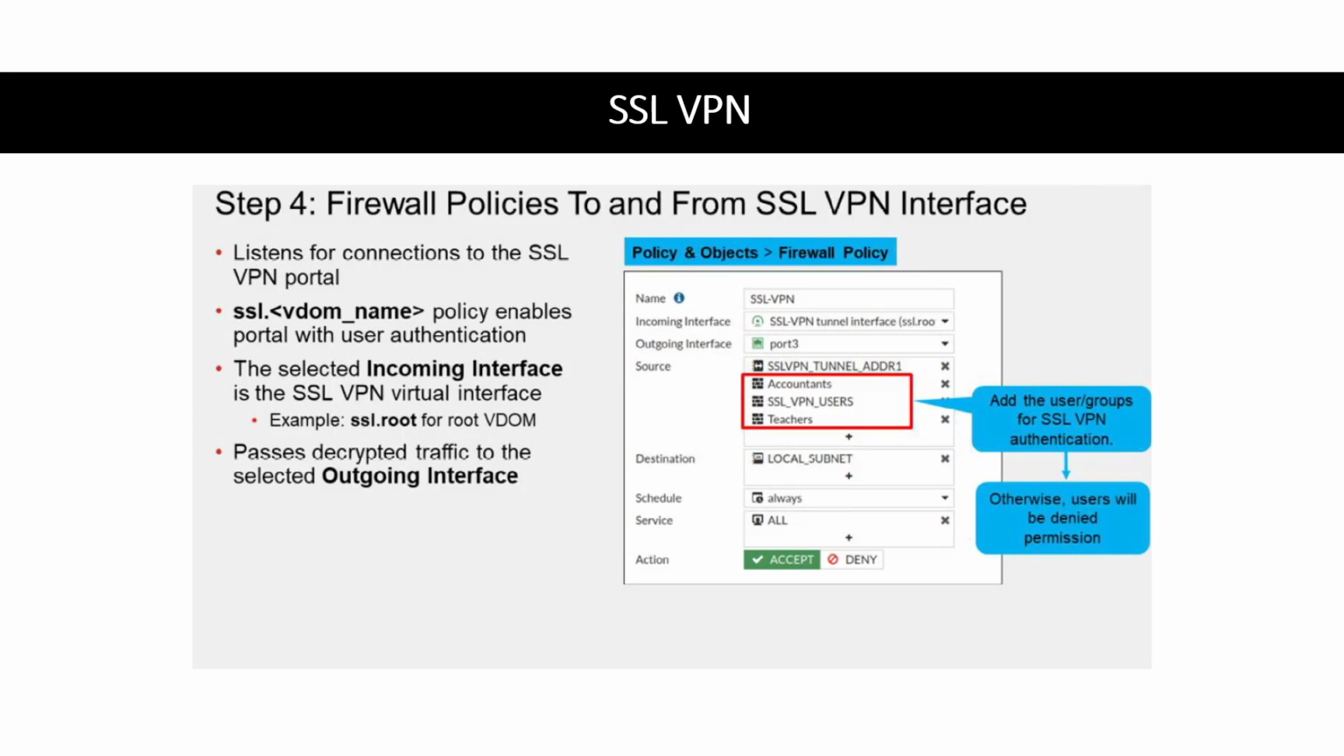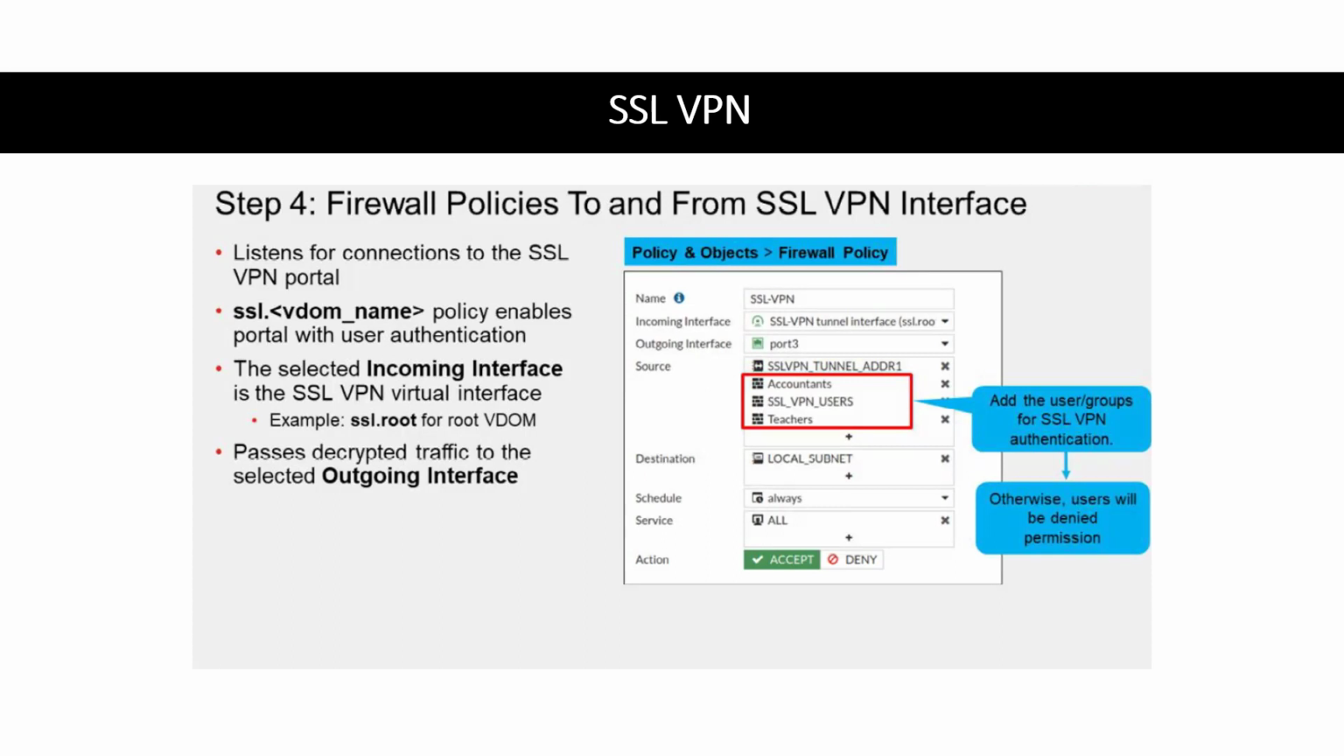Each VDOM will have its own SSL virtual interface based on its name. We are in the root VDOM by default, since we didn't create any additional VDOMs. So whenever we go back into the FortiGate, it's going to say ssl.root, because root is the VDOM that we're in. So we'll be able to see that that's the interface we're looking for.